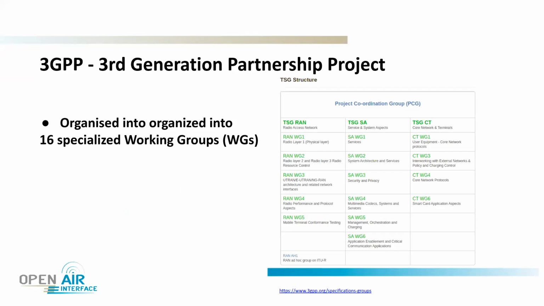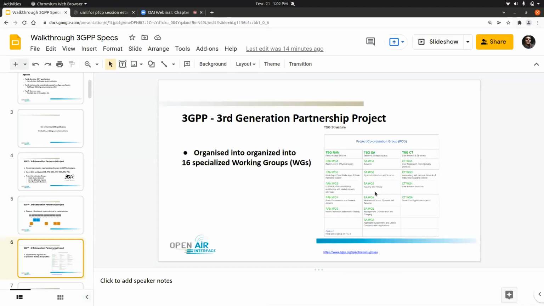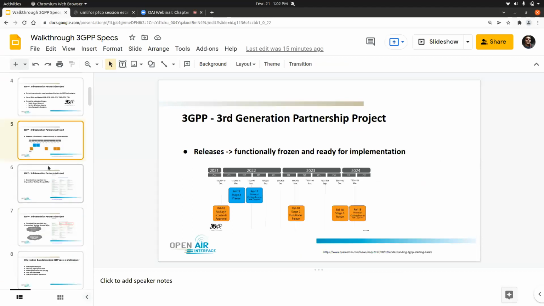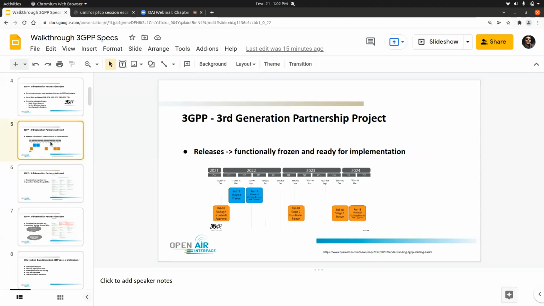Then there are 16 different working groups under 3GPP. So these 3 project groups are categorized into 16 different working groups. Yeah. So there are 16 working groups under these 3 main groups. We have something called releases. So each release is like the phase where the functionality of all protocols of the user, and they are ready to implement.